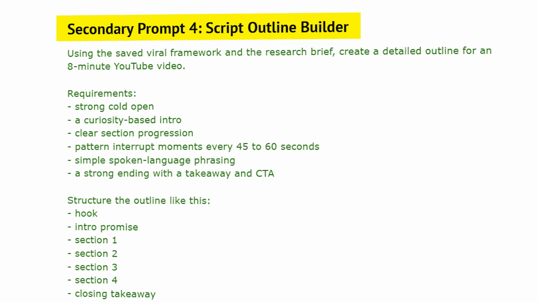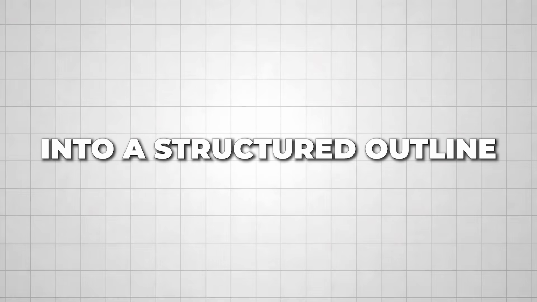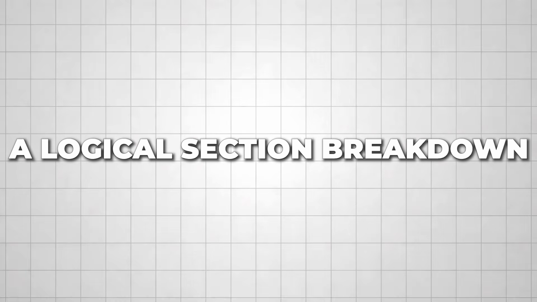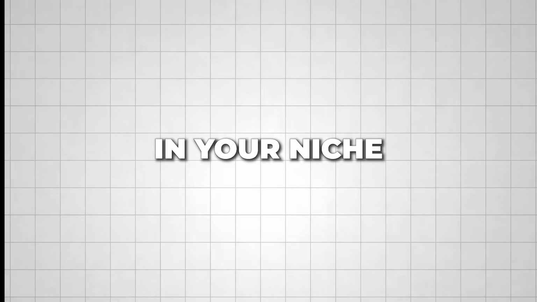Next, paste prompt 4. This prompt converts your research brief into a structured outline. You'll get a clear hook, an intro promise, a logical section breakdown, and a closing takeaway with a CTA. Review the outline carefully. At this stage, you'll notice that the structure already aligns with what's working in your niche while still being based on real sources and an original idea.